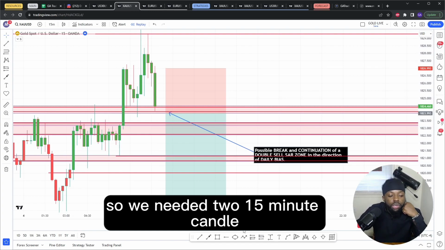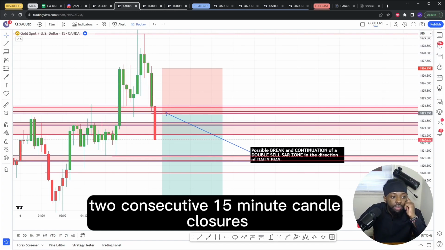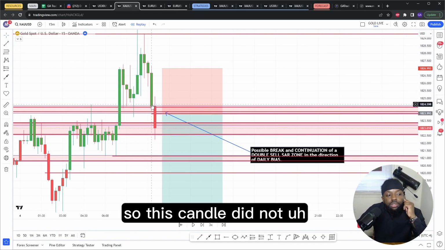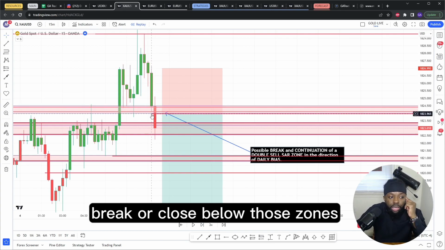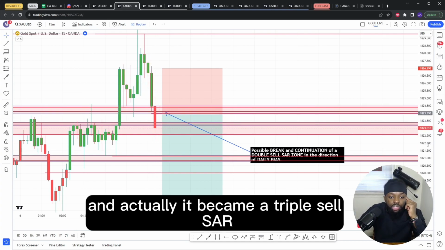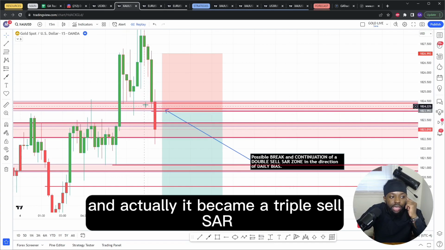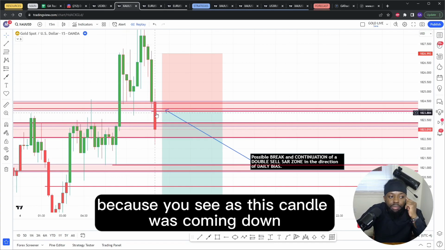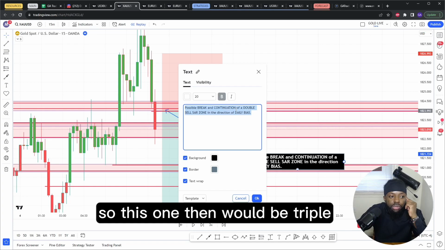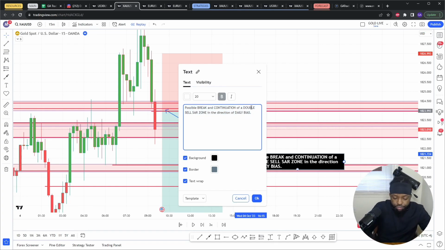So we needed two consecutive 15-minute candle closures. This candle did not break or close below those zones, and actually it became a triple sell SAR, because as this candle was coming down, it created a third SAR. So this one then would be triple.